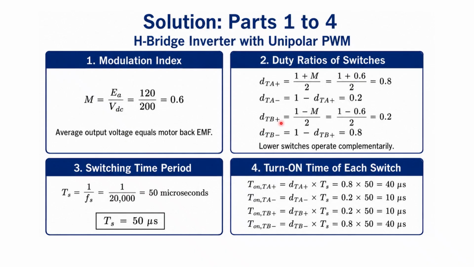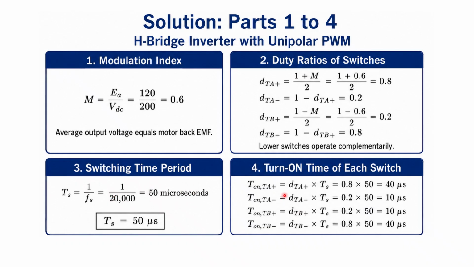Similar way you can calculate the duty ratio of TB plus. TB plus is (1 minus m) divided by 2, that is 0.2, and TB minus is 1 minus DTB plus, that is 0.8. So these are the values of duty ratios for all the 4 switches. Now you have to calculate the switching time period. Time period is the inverse of the frequency. Frequency is 20 kilohertz. So inverse of 20 kilohertz is 50 microsecond.